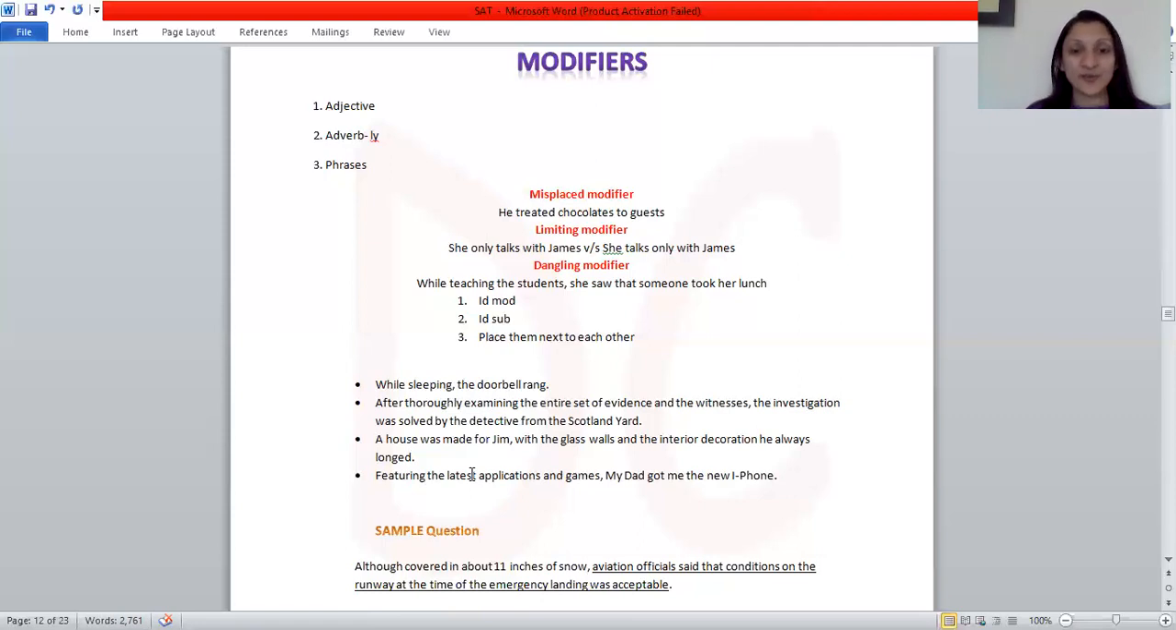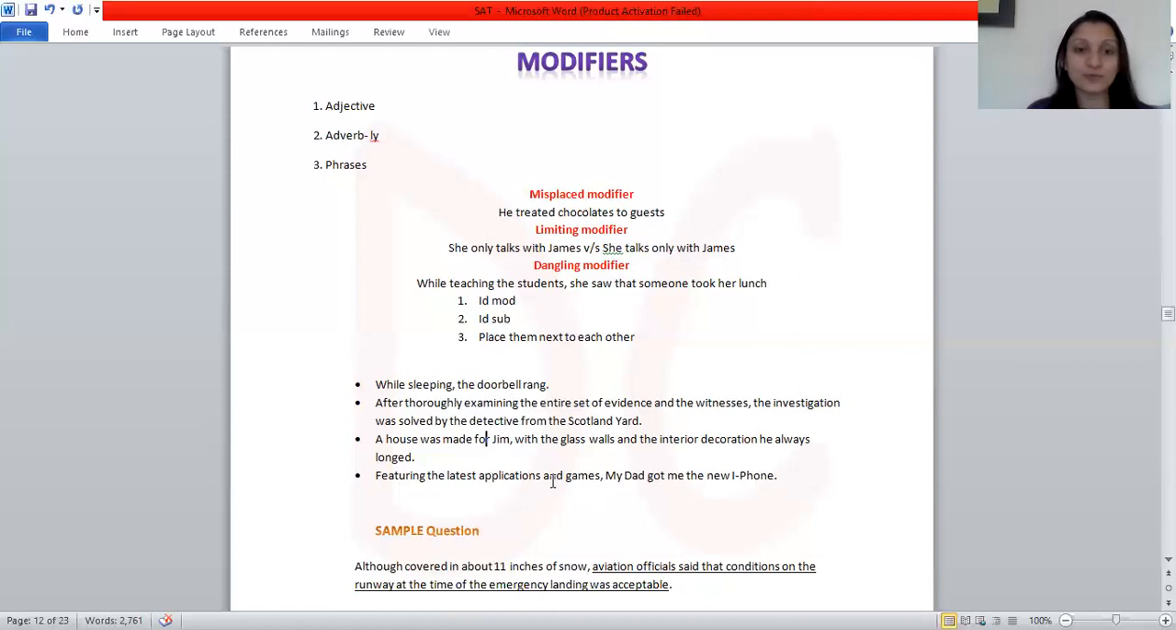Next one. Featuring the latest application and games, my dad. How does your dad feature the latest applications and games? Can our dads do that? No, we cannot. So it needs to say who featured the latest applications, and it is the iPhone. It's not the dad featuring the latest applications. So there are multiple ways again to correct it.